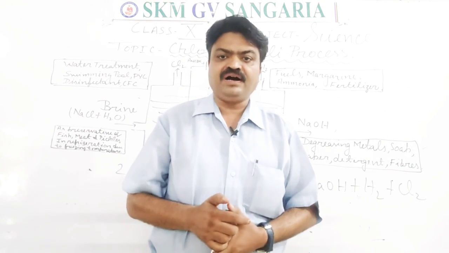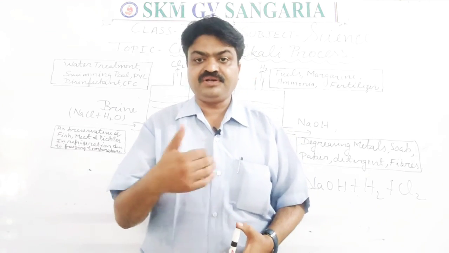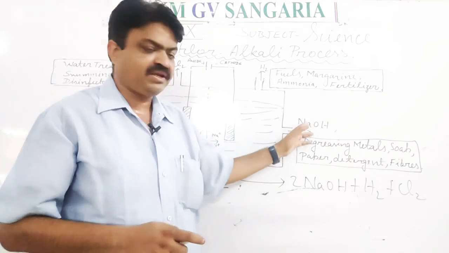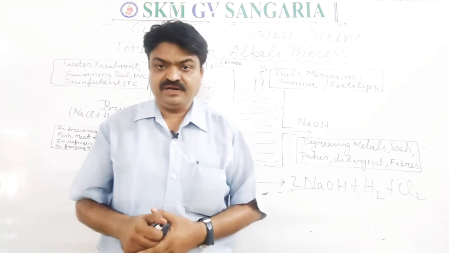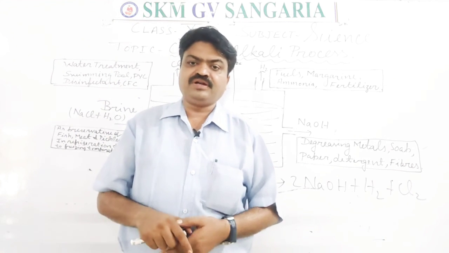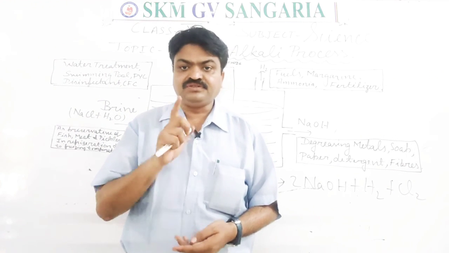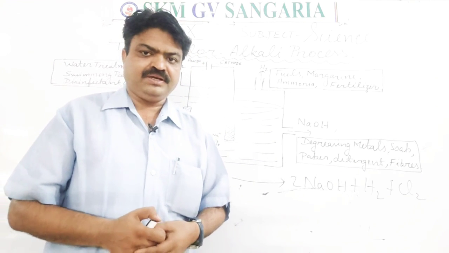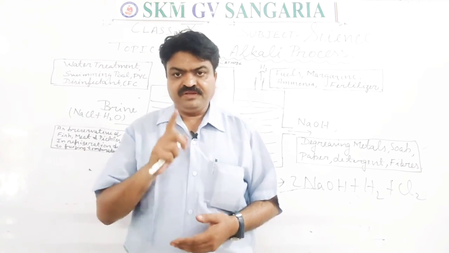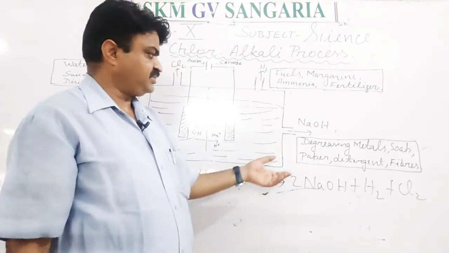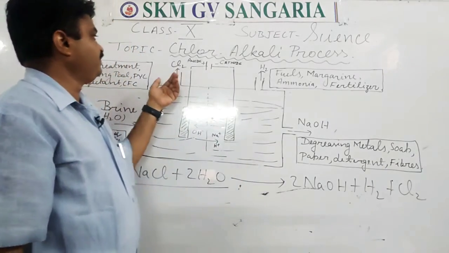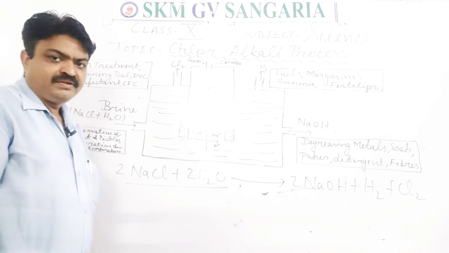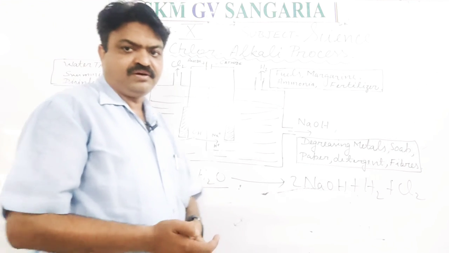With this, it is also used in laboratories. Means this particular chemical substance, sodium hydroxide, which is also known as caustic soda, is used in laboratories to do different types of chemical reactions. With this, there is another substance that is produced. It is chlorine, student. Now, what is the use of chlorine?